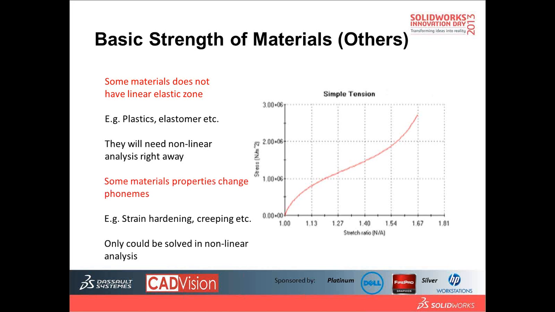Okay, and the other thing is material property change phenomena. Okay. Material yield is one of the most famous, most popular concepts of material property change. Besides that, actually there are a lot of other phenomena such as strain hardening or creeping. Okay. So when the material involves material property change, which is a change of stiffness according to the load, it could only be solved in nonlinear analysis.